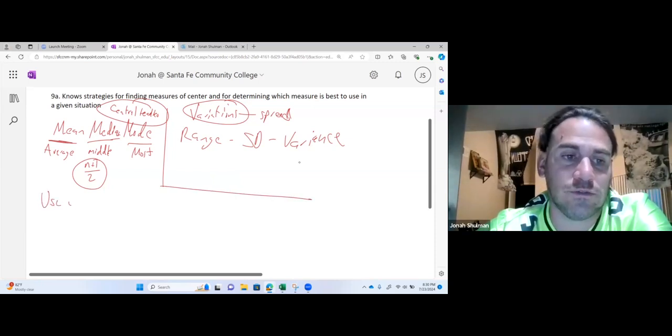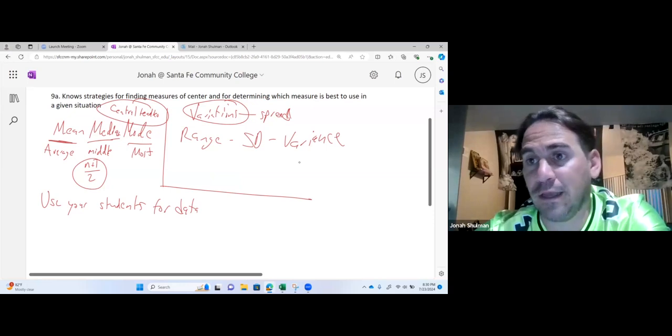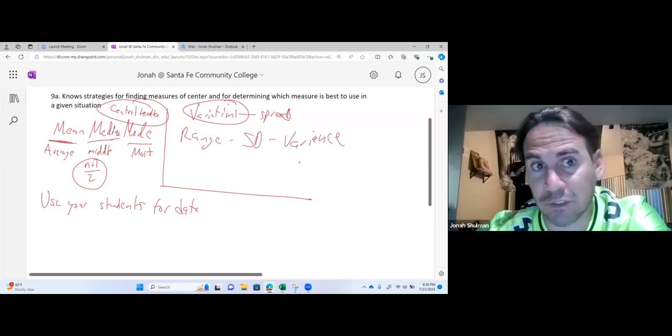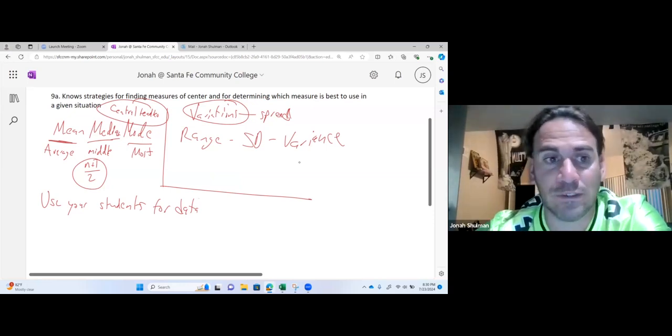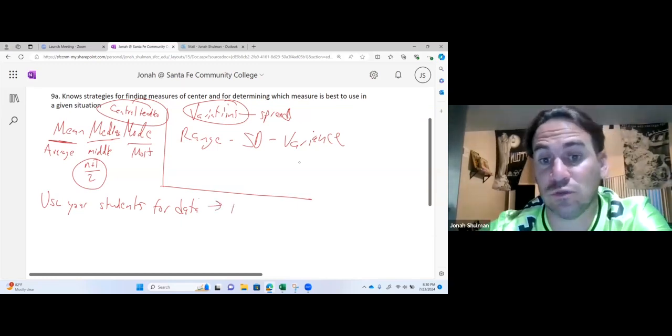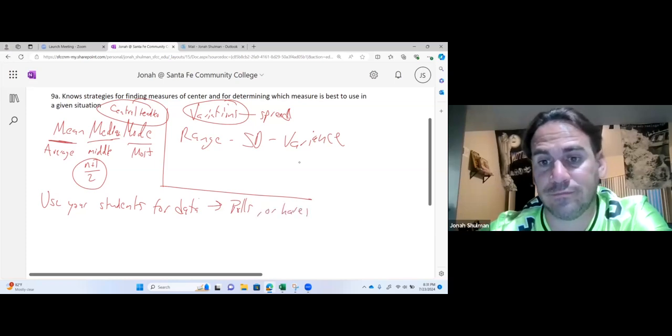Use your students for data. Okay, what do I mean by that? Poll them. Have them be the numbers. We're talking about data. You could always get the mean, median, mode that way. So I think the best thing to do is to use polls for students, or have students come up with stuff.